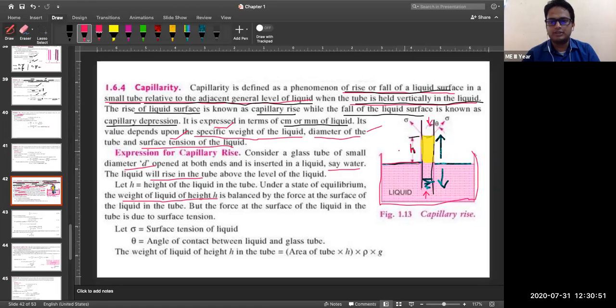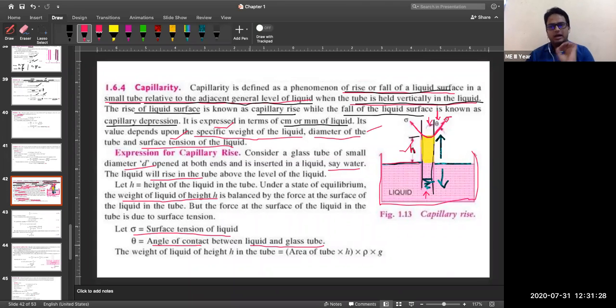What is the value of h, meaning capillary rise? Let sigma be the surface tension of the liquid. You can see here sigma is acting like this because it is like a meniscus, a curved surface. You can see it in the red color in the figure that I am drawing. Here you have sigma, and the angle here is theta. The angle theta is the angle of contact between liquid and glass tube.